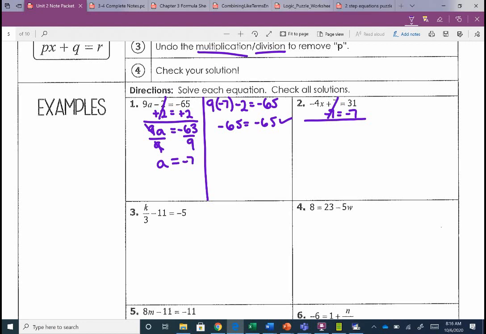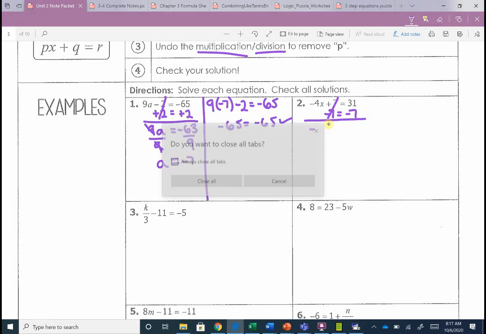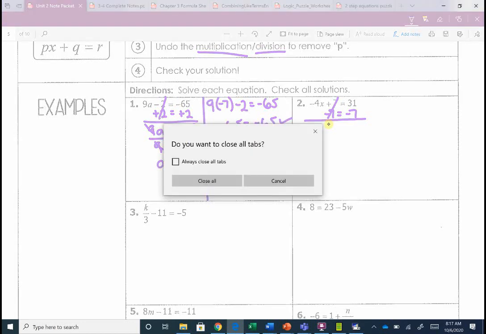Now, what I have left on the left-hand side, though, it's not just an x. I have a negative. It keeps asking me to close things. Sorry, guys. Apparently, my computer is not happy on a Tuesday.